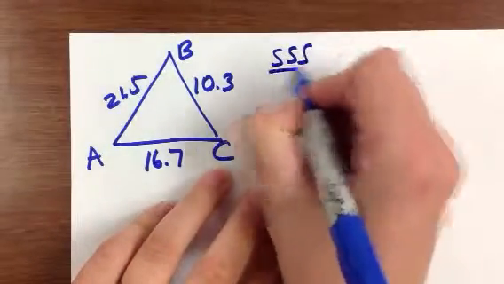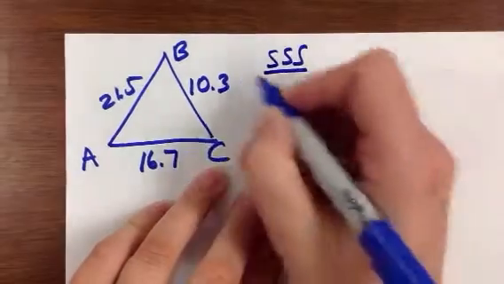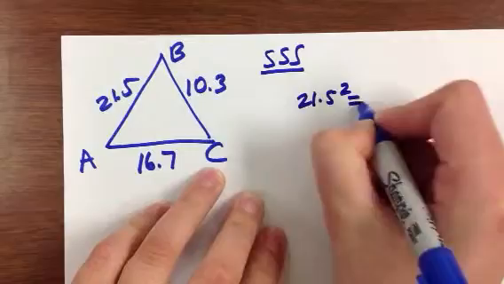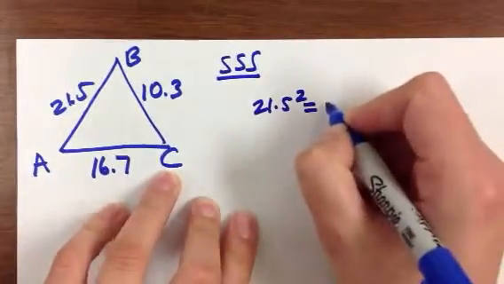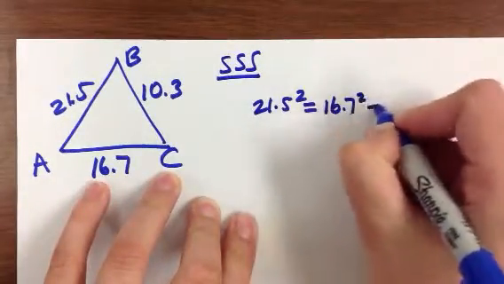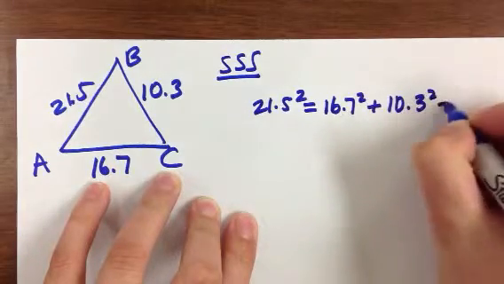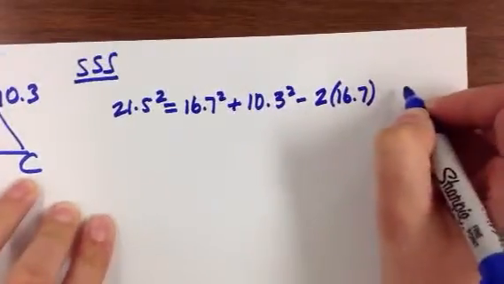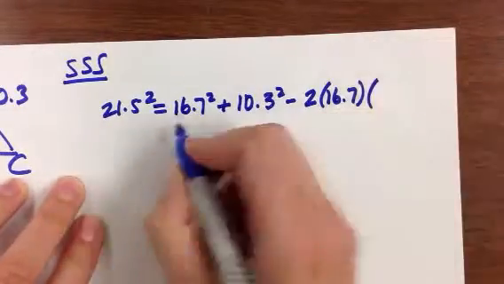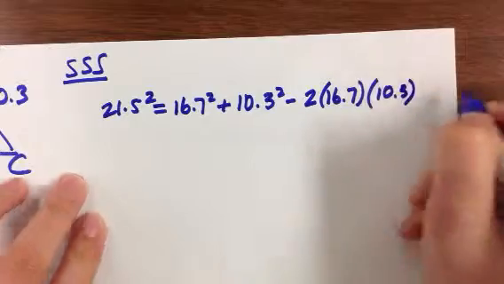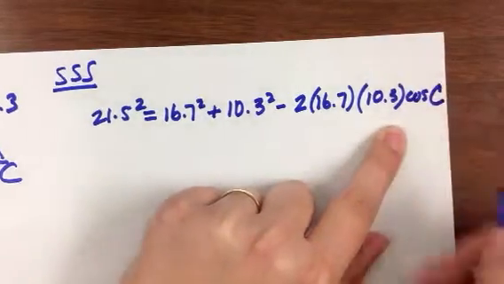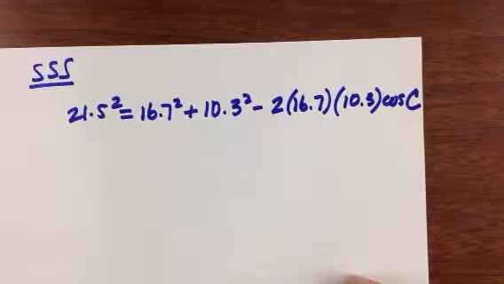So I have side, side, side, so I have to use the law of cosines. We have C already, which is 21.5 squared, which equals my other two lengths, 16.7 squared plus 10.3 squared, minus 2 times 16.7 times 10.3 times the cosine of, and we're going to be finding angle C first, because that's the largest angle. That looks like a beast of a problem to solve, but we can do it.